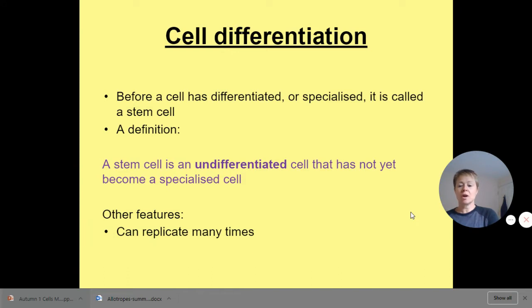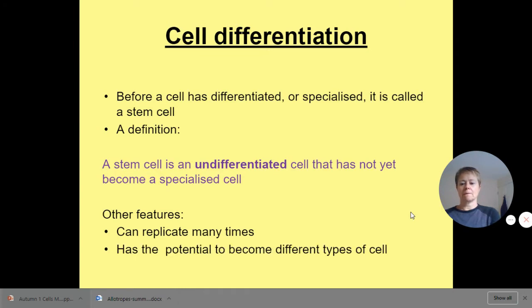Other features that are worth noting: stem cells can replicate many times. So stem cells can replicate to make more stem cells if that's what your body needs, or a stem cell can differentiate and become a muscle cell, for example, and then it will divide by mitosis to form new muscle cells. So stem cells have the potential to become other types of cell. So they're really important cells.